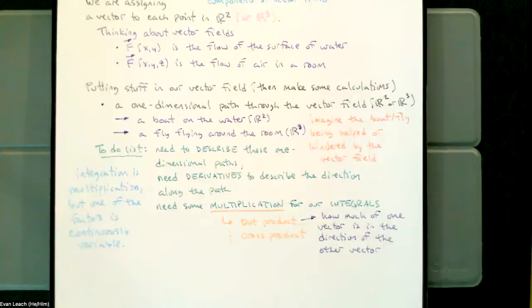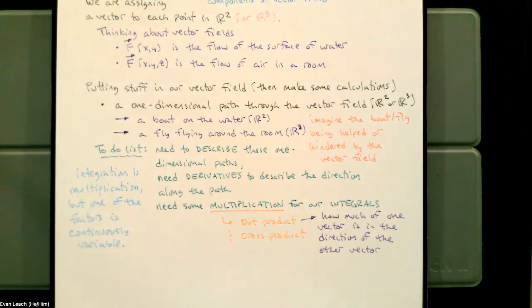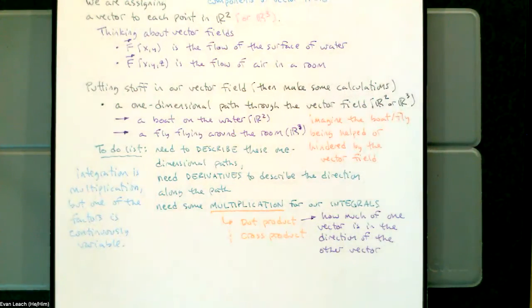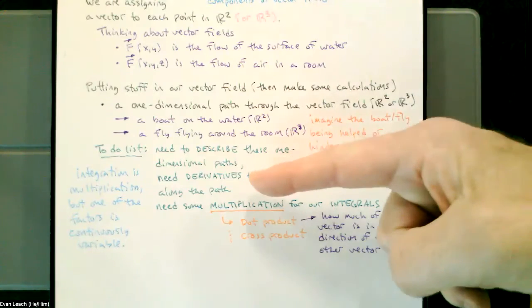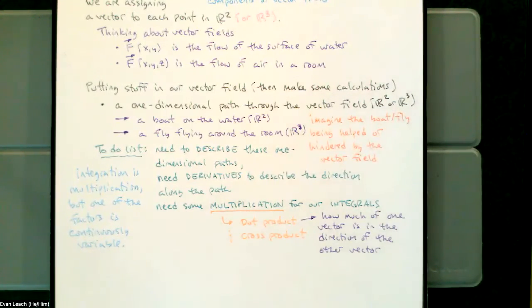This is that dot product thinking coming back. In A dot B, we're trying to calculate how much of A is going in the direction of B. How much of one vector is going in the direction of the other vector? That's exactly what we need here, because I've got a vector field and I've got a path through that vector field being described with vectors. And I want to know how much one vector is going in the direction of the other vector. So we're going to be calculating a dot product.